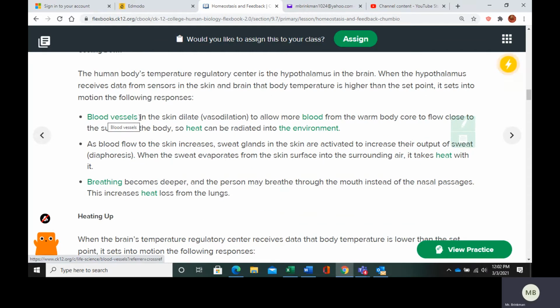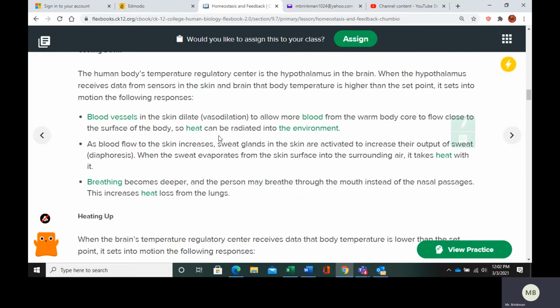So first of all, the blood vessels in the skin are going to dilate. So this is going to allow more blood to flow from the warm body core to the surface of the body to try and radiate this heat out into the environment. So as the blood flow to the skin increases, sweat glands are going to be activated and they're going to increase the output of sweat.